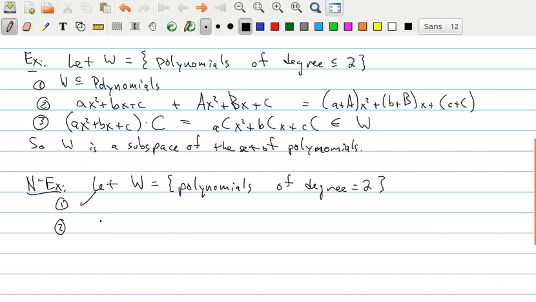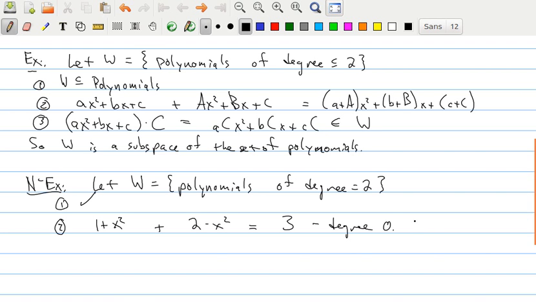We could have some cancellation in here. Let's in particular say that we have 1 plus x squared, and we add on to that 2 minus x squared. We add those two polynomials of degree 2, and we get this number. This is a polynomial of degree 0.